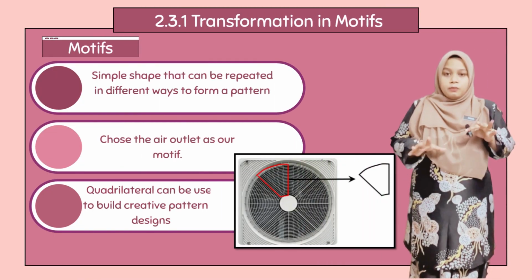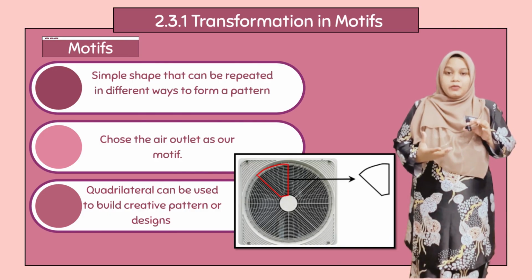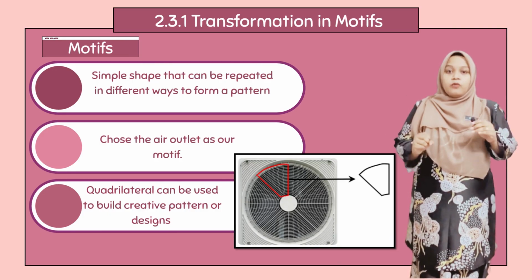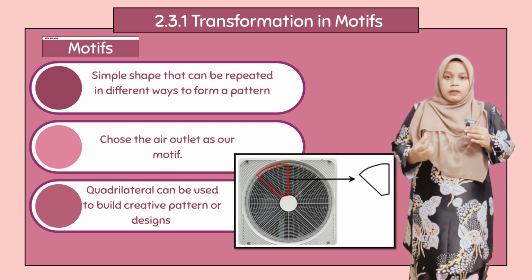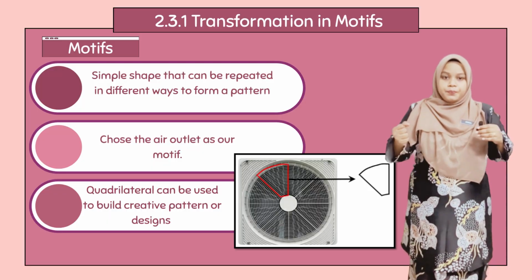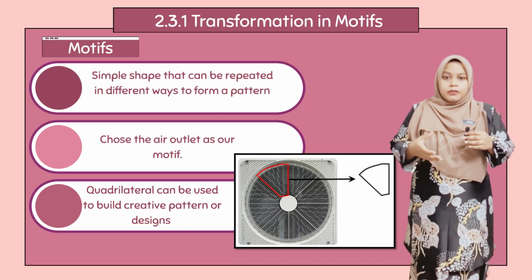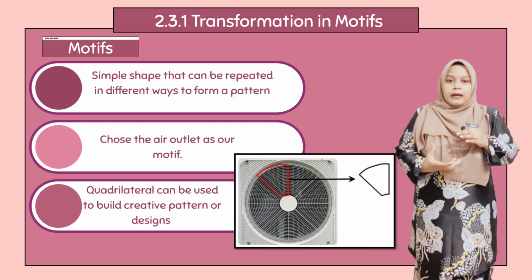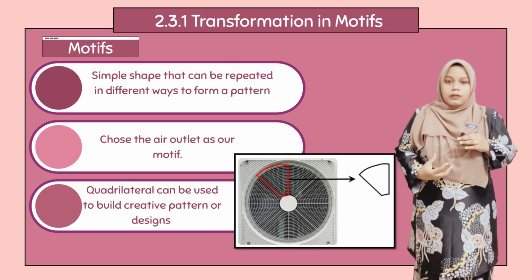Okay, next I will tell you about the motif. A motif is a simple design or shape that is arranged repeatedly in a different way to form a pattern. For our group motif, we choose the air outlet, where it is a quadrilateral. A quadrilateral can be used to create a creative pattern or design. As shown in the diagram, we choose that quadrilateral to be our motif.